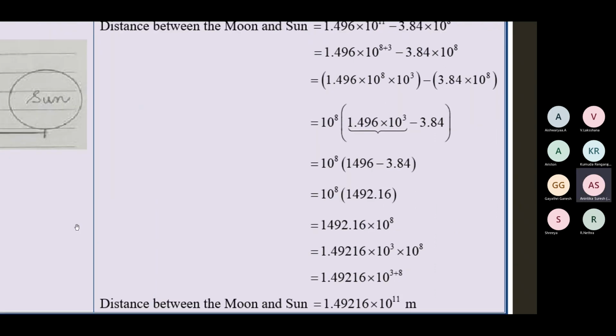Ma'am, the answer, from 10 raised to the power 8, how did you get 10 raised to the power 3 into 10 raised to the power 8? Again, that number 1492.16, when expressed in the standard form, becomes 1.49216 into 10 cubed.